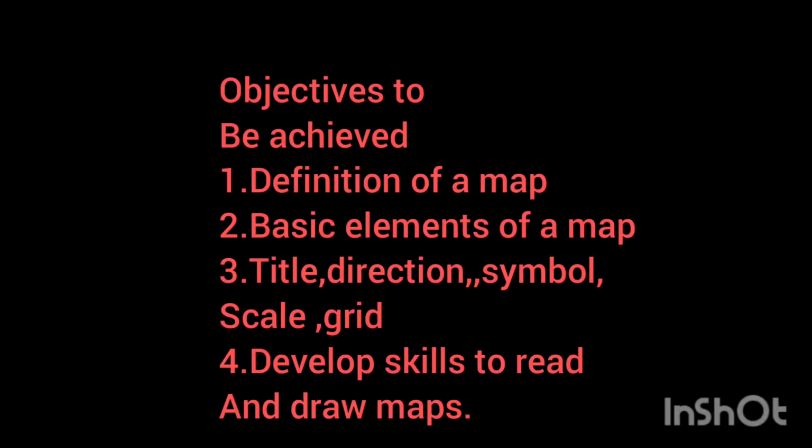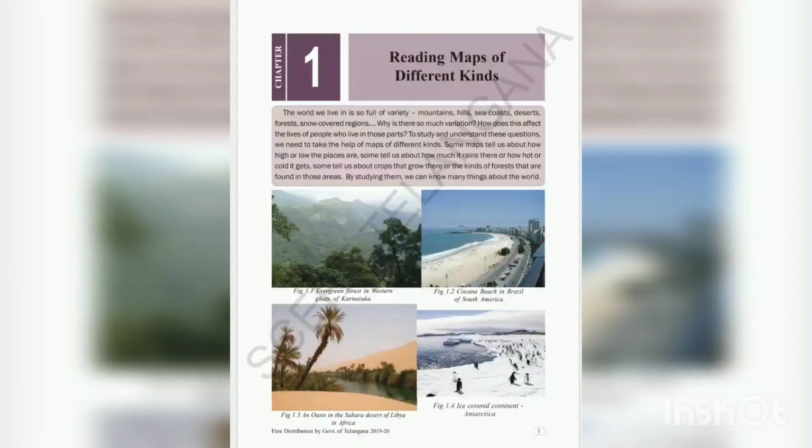The objectives which we are going to achieve, or what we are going to learn from this, is the definition of a map, basic elements of a map, that is the title, direction, symbol, scale, grid, and to develop skills to read and draw maps. So first we will start with this and then we go to the second part. So first part. This is the first page.